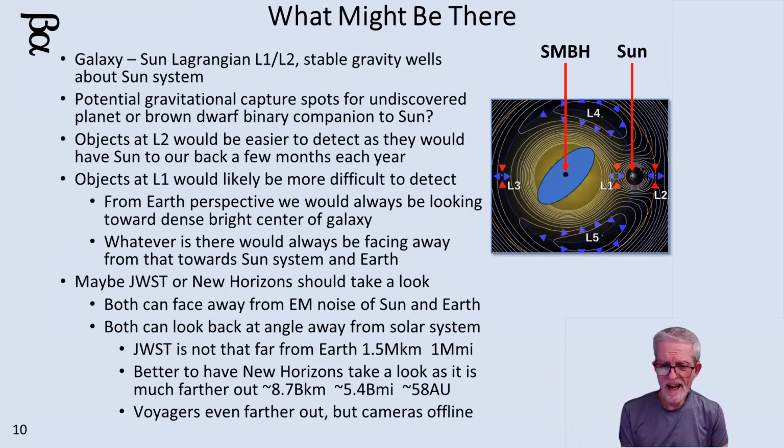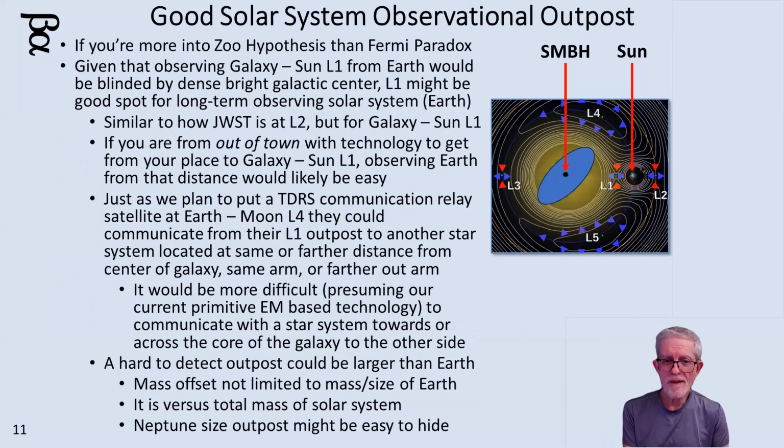The Voyagers would be nice because they're out even farther. They're beyond the sun's influence, the edge of the solar system, but none of their cameras still work. In order to conserve power, they turned their cameras off decades ago. If we wanted to look at the galaxy-sun L1, it'd be tough. So if you wanted to park something somewhere, that'd be the place to park it. As I say, it would be a good solar system observational outpost.